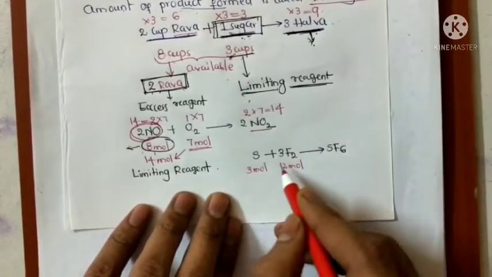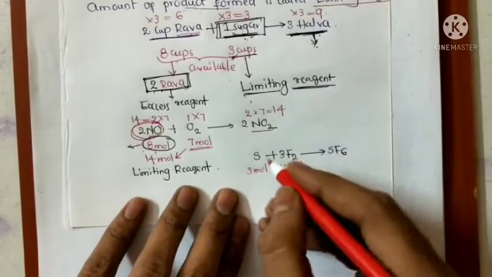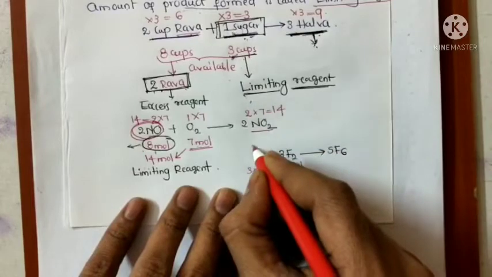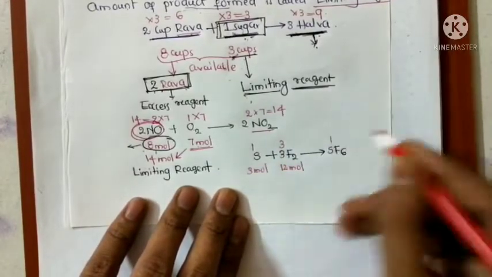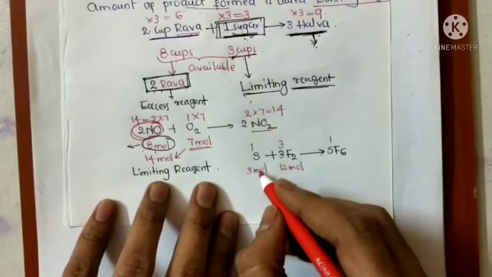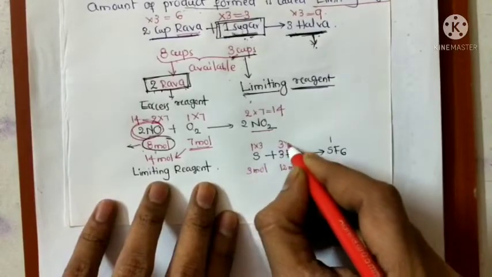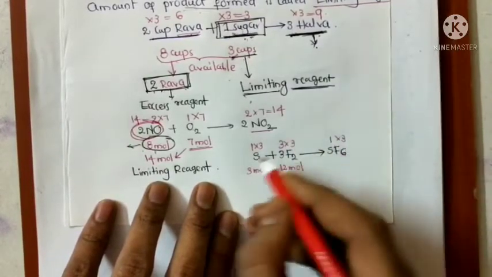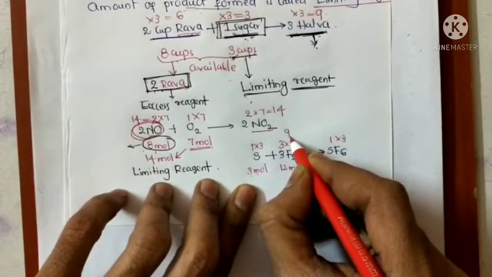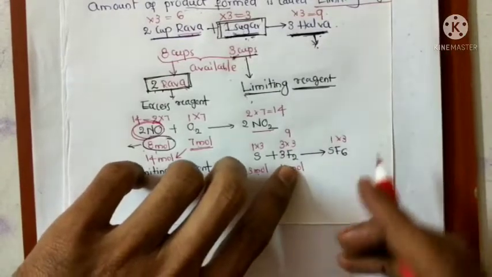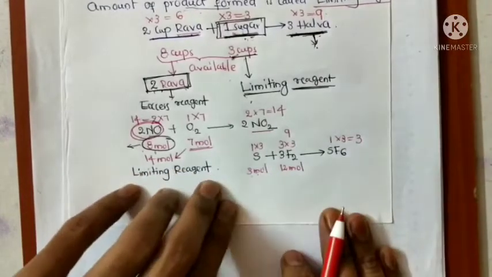Okay, so here according to the balanced chemical equation, 1 mole of sulfur is reacted with 3 moles of fluorine to form 1 mole of sulfur hexafluoride. If 3 moles are available, we multiply by 3, so it is also 3, also 3. That means 3 moles of sulfur require 9 moles of fluorine to form 3 moles of sulfur hexafluoride.